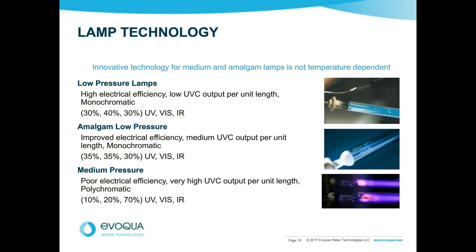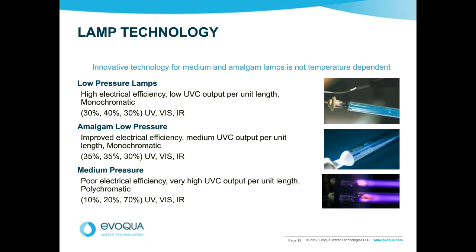Amalgam technology allows us to build higher powered low pressure lamps. Some of the biggest amalgam lamps these days go up to 1,000 watts. They have improved electrical efficiency, so we get up to 35% efficiency from these lamps. They make about 35% visible light, and they produce about 30% infrared.